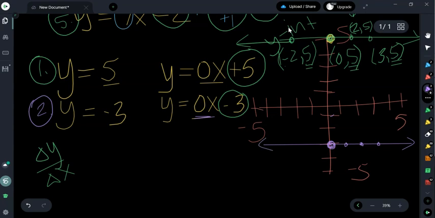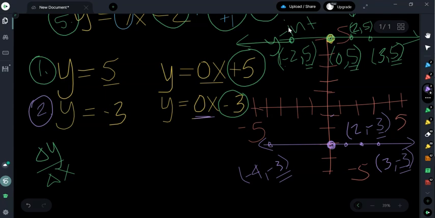So here's my horizontal line. That's why horizontal lines have a slope of 0. Look at this one, it's at (3, -3). This point right here is at (2, -3). Let's put another one over here. This point is at (-4, -3). You can see that all these points have a y coordinate of -3.